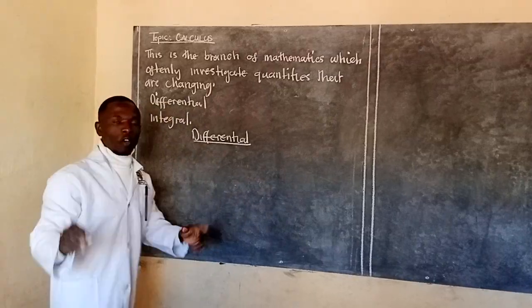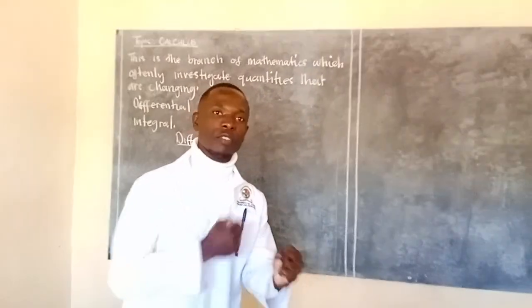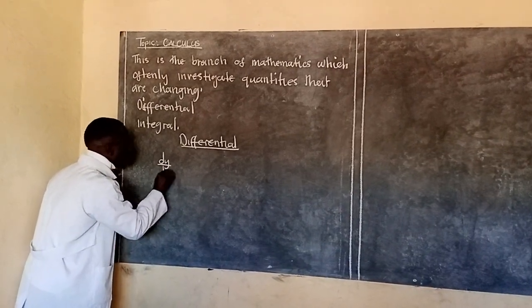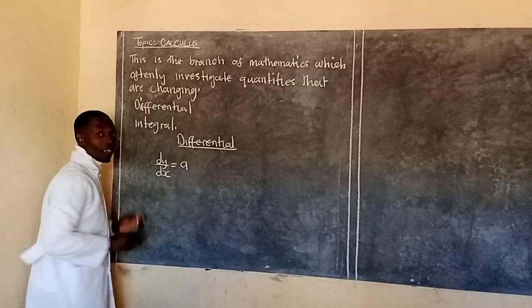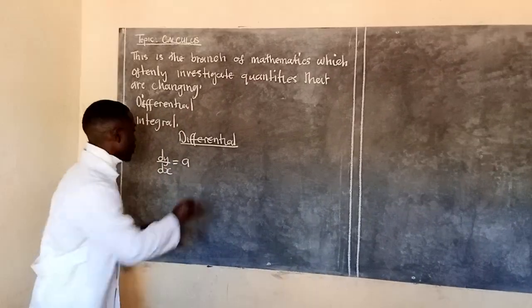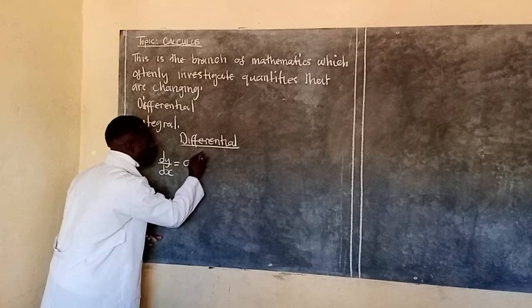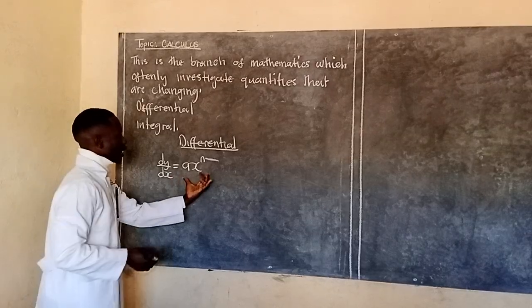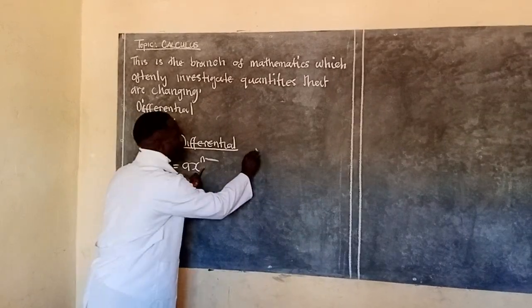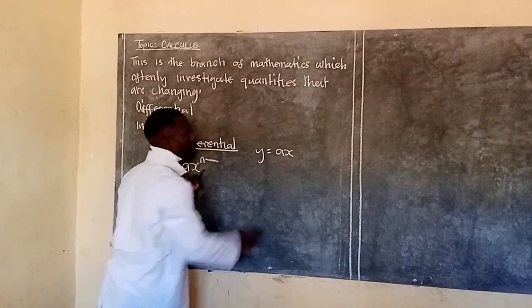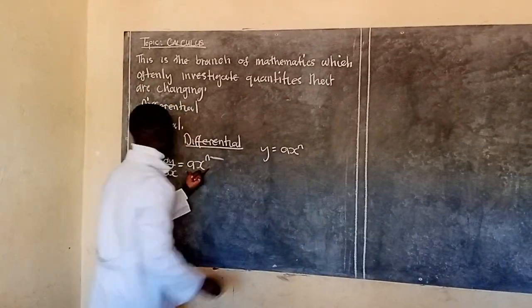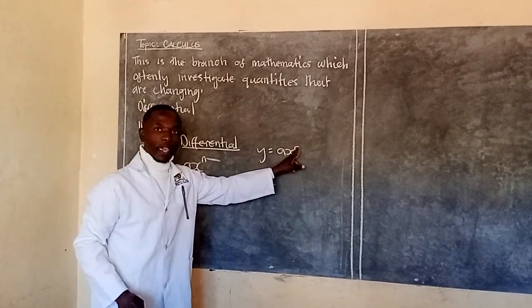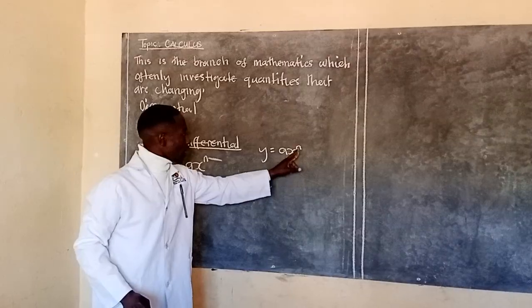Under differential, what you need to understand is that it is derived from the formula which says the change in y over the change in x. We're going to have a being the coefficient of x, so ax altogether, then n the power. When we're given such, it can be an expression: y is equivalent to ax to the power n, where a is the coefficient of x and n is the power.